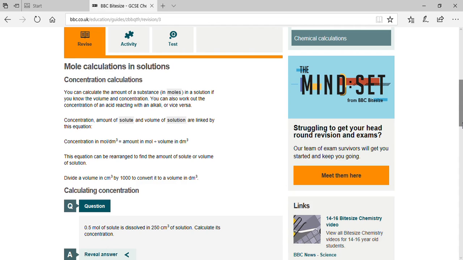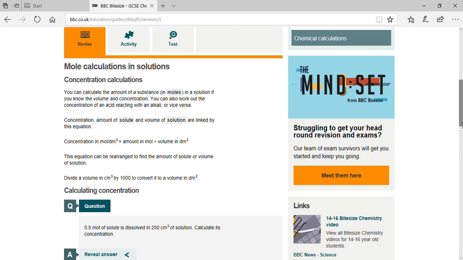The unit of concentration is always mole per dm cube. Or simply, it is the amount of solute in moles divided by the volume of solution in dm cube or decimeter cube. Always remember that when the volume is in centimeter cube, divide it by 1000 to convert it into dm cube, or if the volume is given in dm cube, multiply it by 1000 to convert it into centimeter cube.